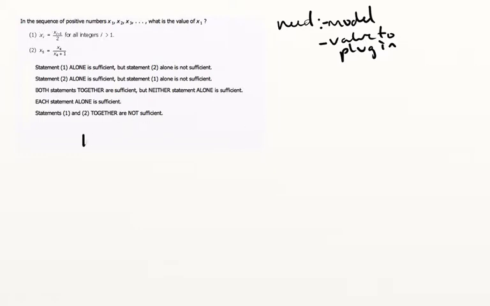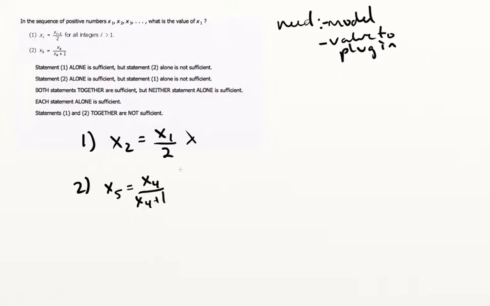So let's just look at that. If we plugged in x sub 2, for example, our lowest one, that's going to be x sub 1 divided by 2. But we only know x sub 2 relative to x sub 1. We don't have an actual value for it, so that's going to be insufficient. Statement 2: x sub 5 equals x sub 4 over x sub 4 plus 1.